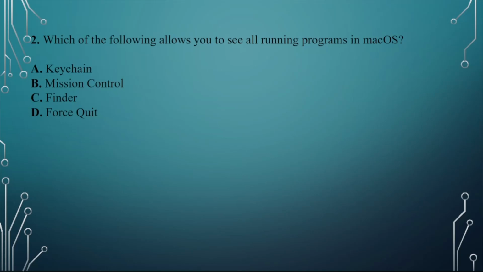Question number 2. Which of the following allows you to see all running programs in macOS? A. Keychain, B. Mission Control, C. Finder, D. Force Quit. So how can you see all the running programs in macOS? Let's say you're using a MacBook, laptop, or desktop. What allows you to see the running programs?